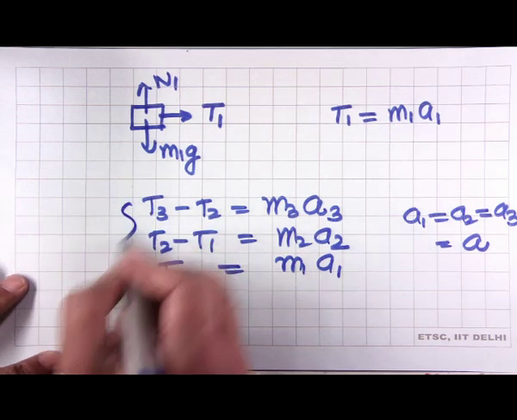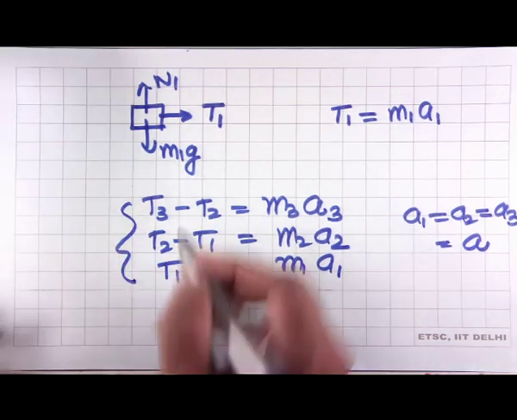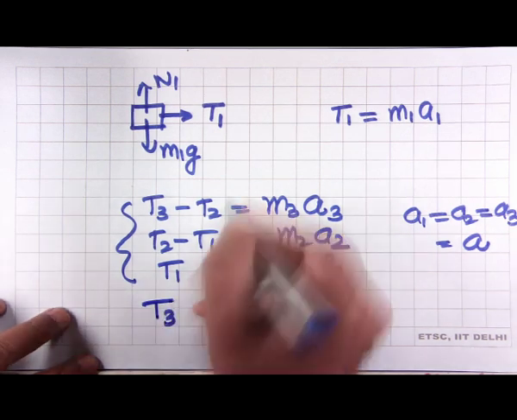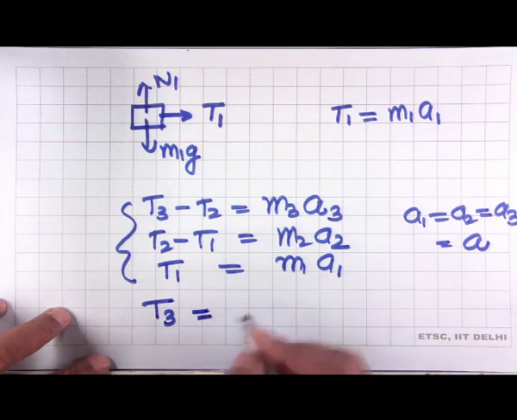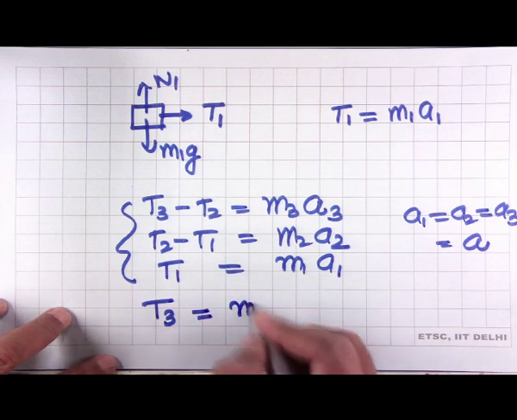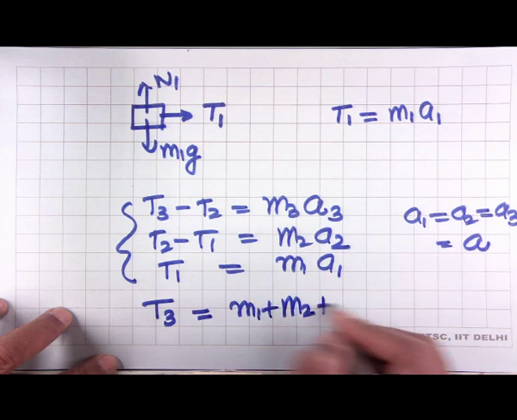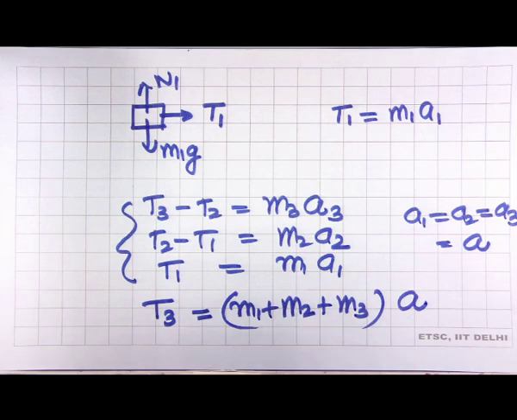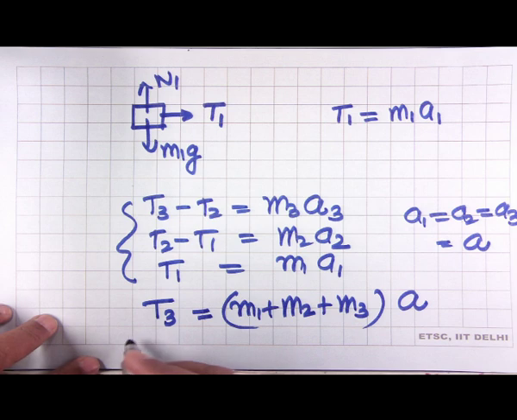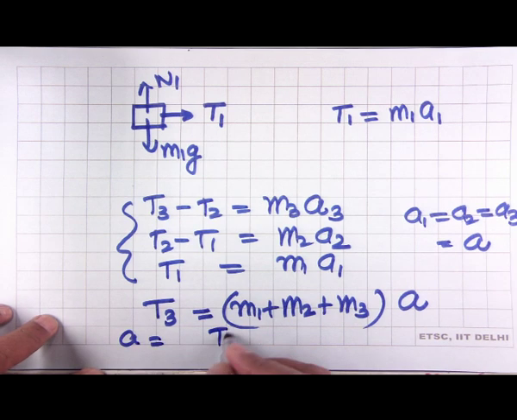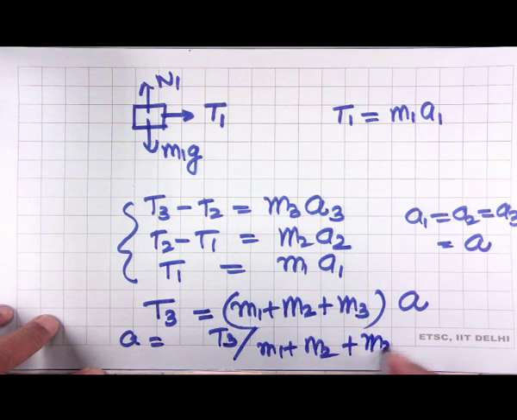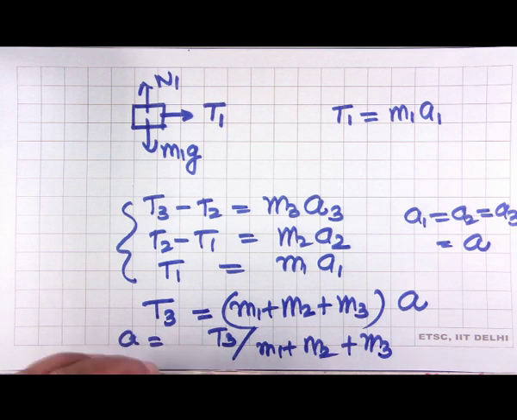So, what we can do is, let us add up all these equations. When we add up all these equations, T2 will cancel out, T1 will cancel out, and we get T3 equal to M1 plus M2 plus M3 times A. Since all these masses are given, we can get the value of acceleration. This will be equal to T3 divided by M1 plus M2 plus M3. So from here we will be able to get the value of acceleration A.